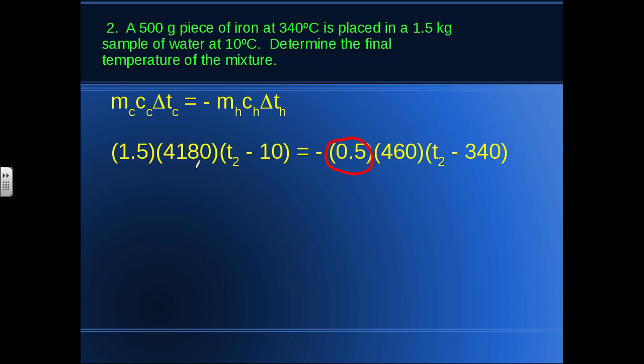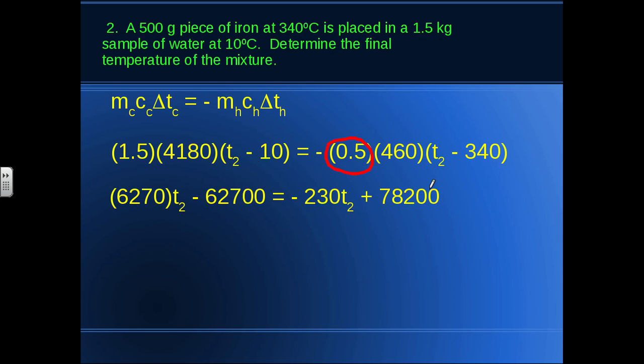We have the specific heat capacity of water over here, and we have the specific heat capacity of iron over here, 460 joules per kilogram degrees Celsius. So we'll do some multiplication here. And the rest is just algebra. We'll get our T2 terms together, we'll collect those like terms, and then we'll divide both sides by 6,500. And we get 21.7 degrees Celsius.